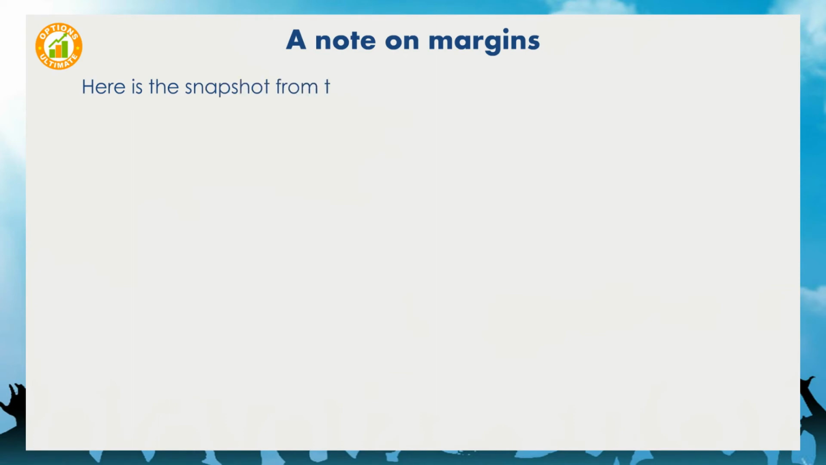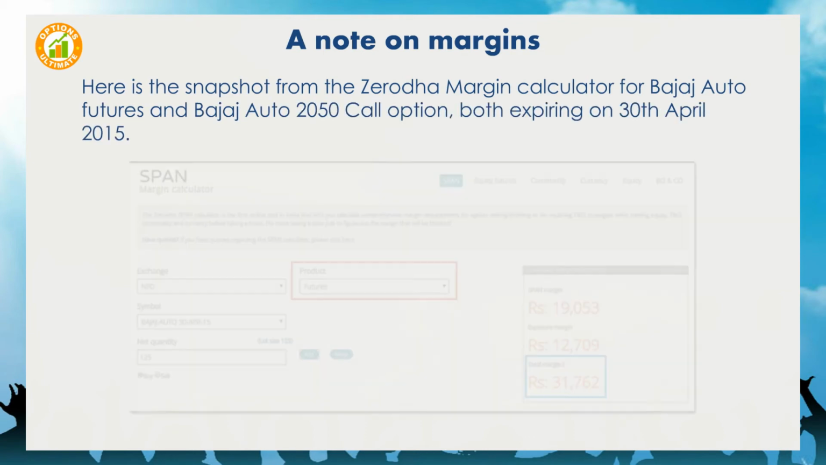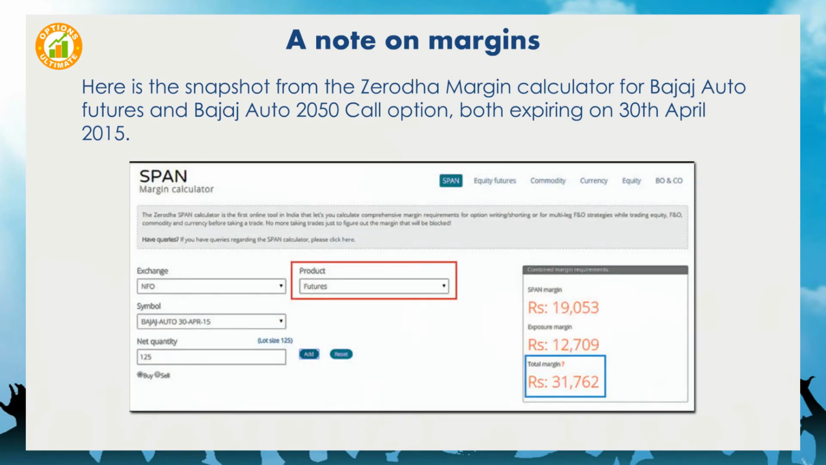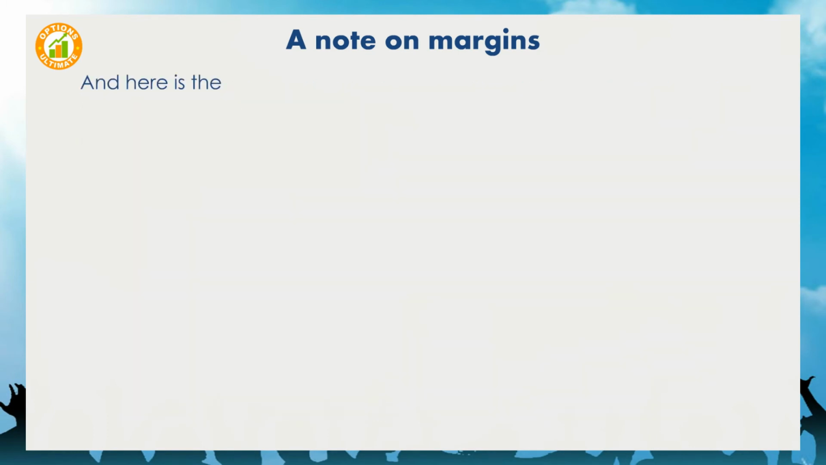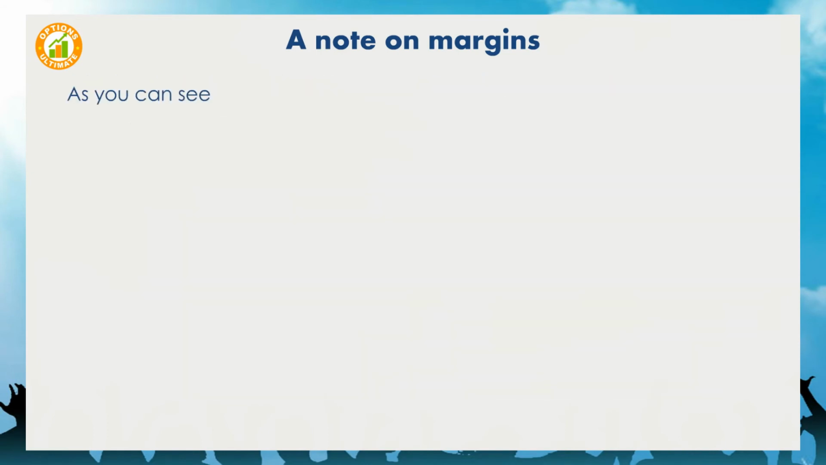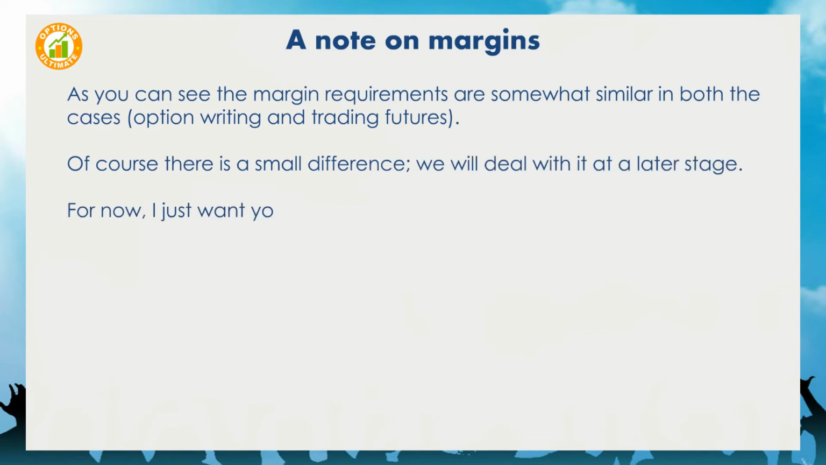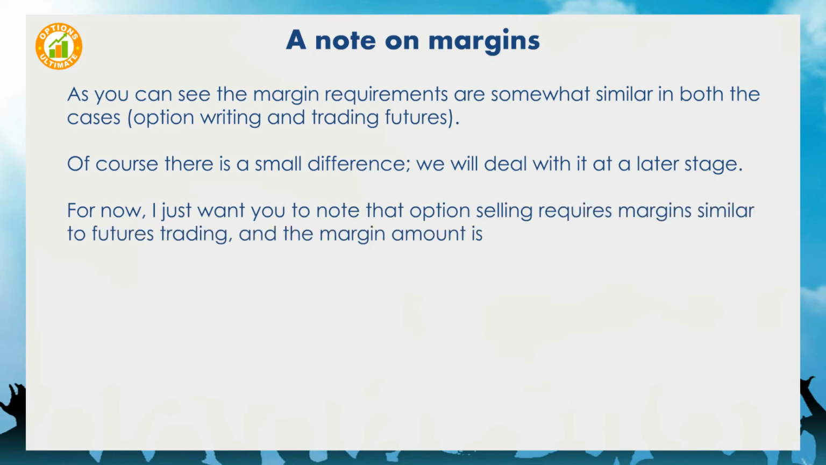Here is the snapshot from the Zerodha margin calculator for Bajaj Auto Futures and Bajaj Auto 2050 call option, both expiring on the 30th of April 2015. And here is the margin requirement for selling the 2050 call option. As you can see, the margin requirements are somewhat similar in both the cases, option writing and trading futures. Of course there is a small difference, we will deal with it at a later stage. For now, I just want you to note that option selling requires margins similar to futures trading, and the margin amount is roughly the same.